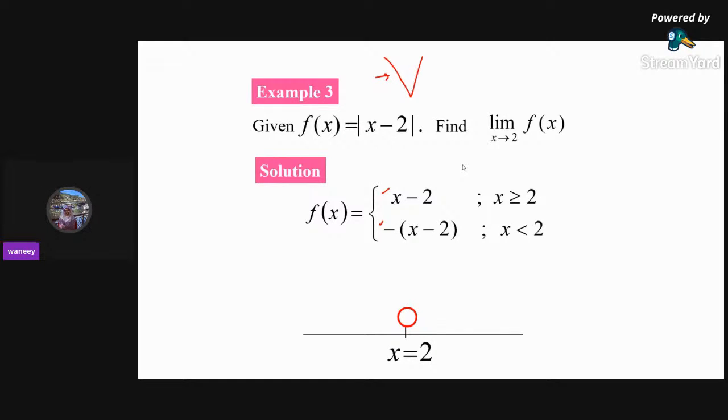Okay, so now let us draw the number line first, x equal to 2. So on the left hand side, the function is negative x minus 2. On the right hand side, the function is x minus 2. So normally for me, whenever I start with limit, I need to draw them first before I can easily see is it going to the left or is it going to the right. Okay, next.